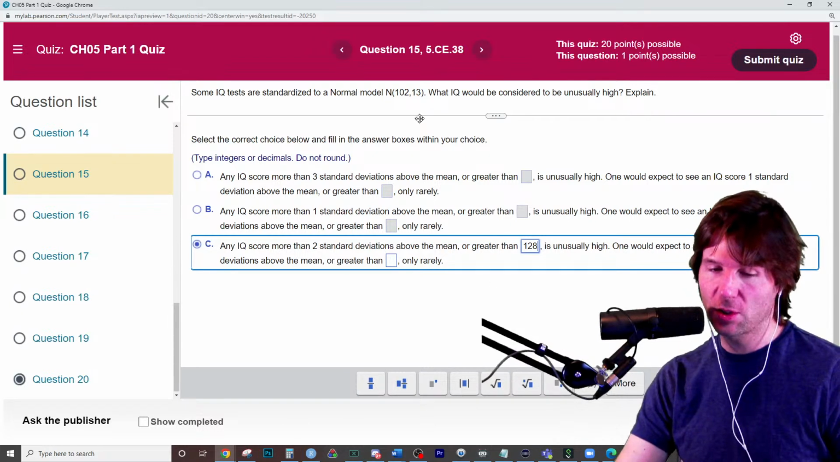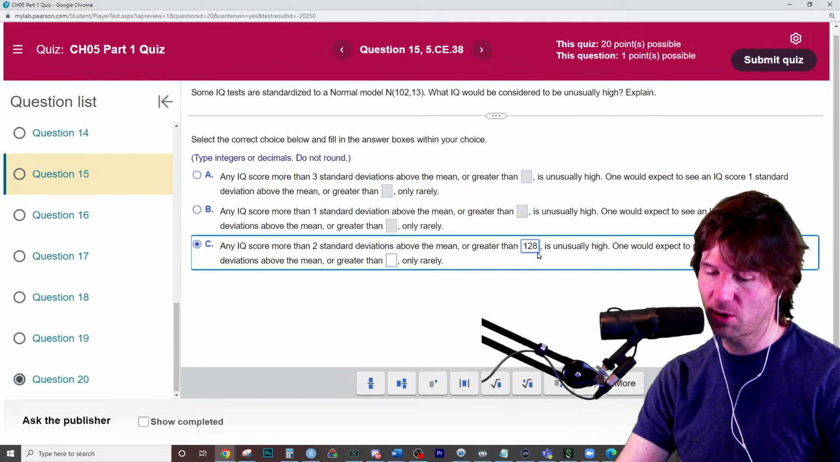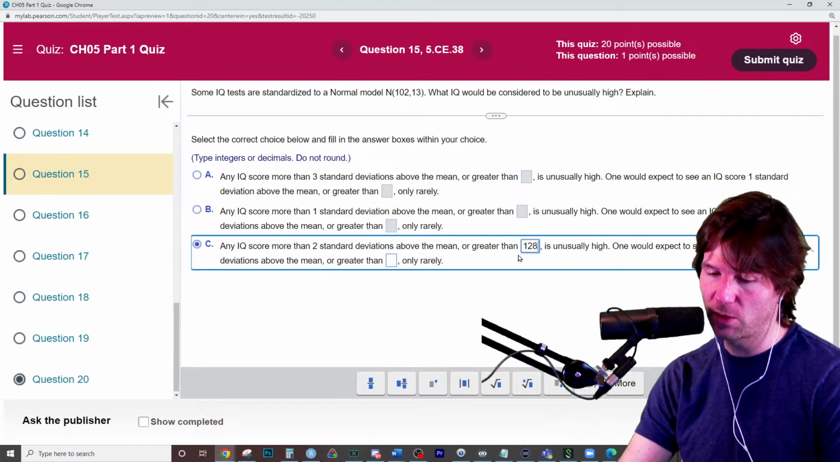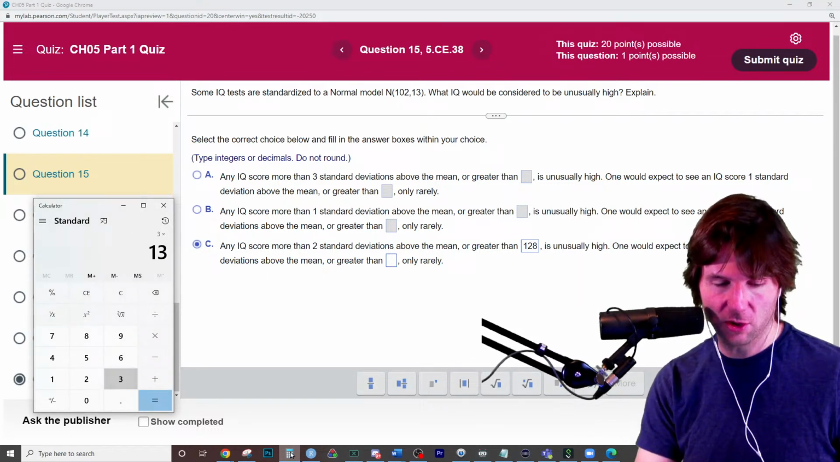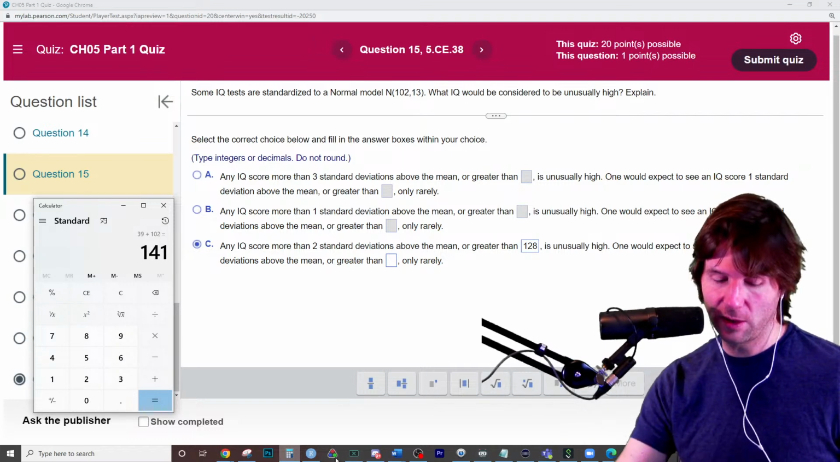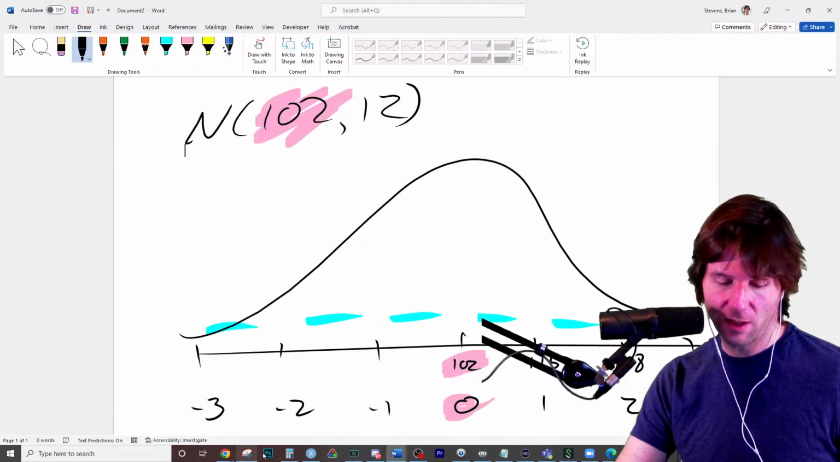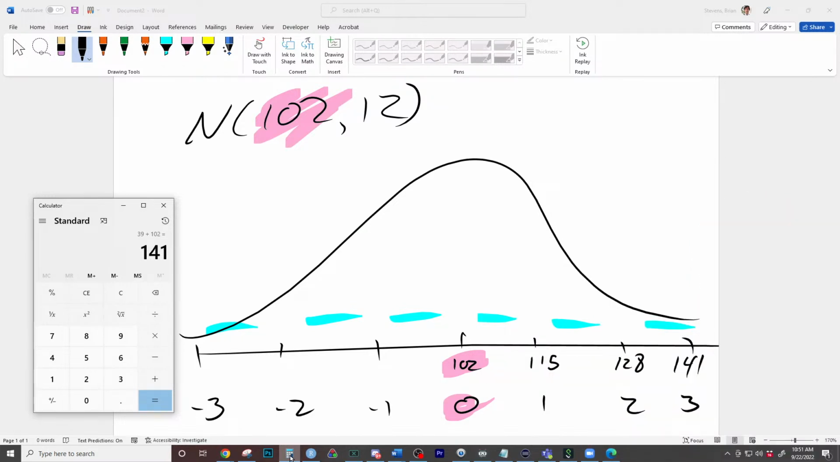So we checked our answer by doing 2 standard deviations. 2 times 13 is 26, plus 102 is 128. And now we could do 3 standard deviations by going 3 times 13 plus 102. And guess what? By seeing the answer there, we've confirmed our answer is 141.